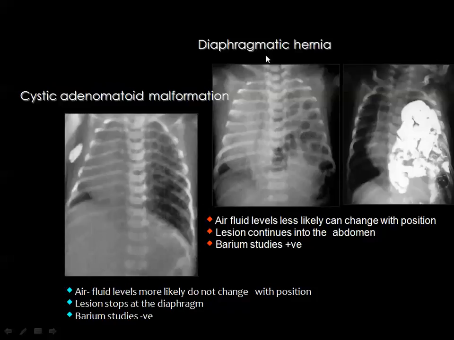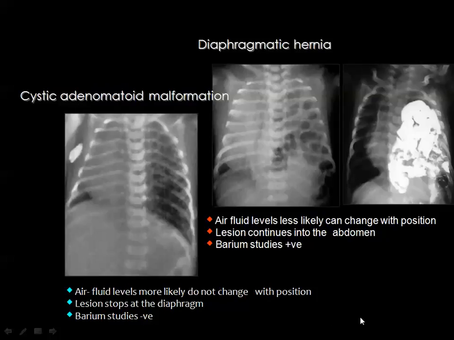If you see multiple air-filled loculi in the hemithorax of an infant or a child, think first of diaphragmatic hernia because it is more common. Then, to confirm the diagnosis, you can use ultrasound and you can give barium. If you give barium from above and the lesion did not fill with barium, and then you give barium from the rectum and the lesion did not fill with barium, then the diagnosis will be cystic adenomatoid malformation of the lung.